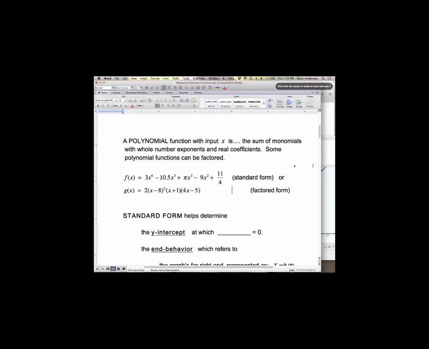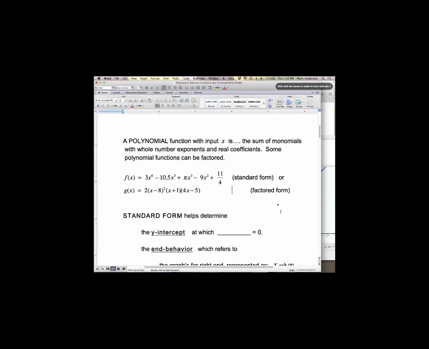Okay, there's two forms of polynomial. Standard form is where it's truly written out as the sum of terms, sum and difference of terms. So that's your standard form. Factored form is where it's actually the product of factors. So if you were to multiply out this whole expression here, it would end up being a bunch of terms. Some polynomials do have a factored form, others do not. But here's one that has a factored form. Okay, so just some basics here.